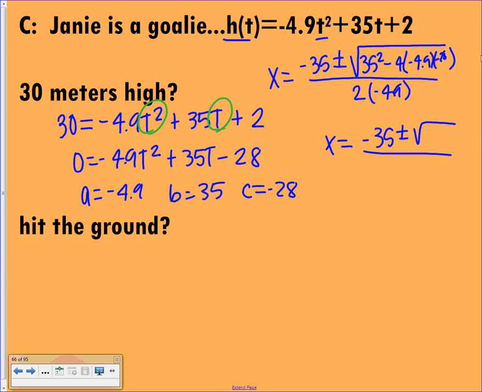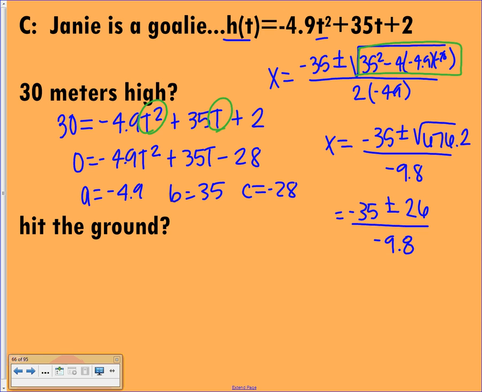Okay, so again, you're going to type in your calculator exactly how you read this part. 35 squared minus 4 times negative 4.9 times negative 28. If you do that correctly, you should get 676.2. Okay, next step would be to take the square root. So negative 35 plus or minus square root of that should give me about 26 over negative 9.8. Watch your negatives. Okay, to get my two answers, I've got negative 35 plus 26 over negative 9.8 and negative 35 minus 26 over a negative 9.8.